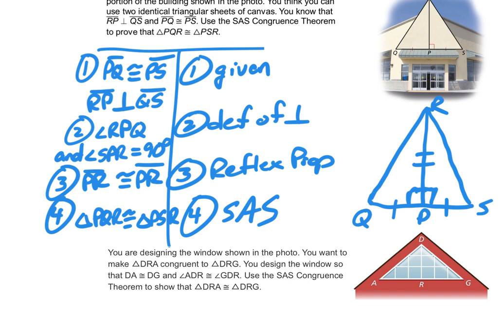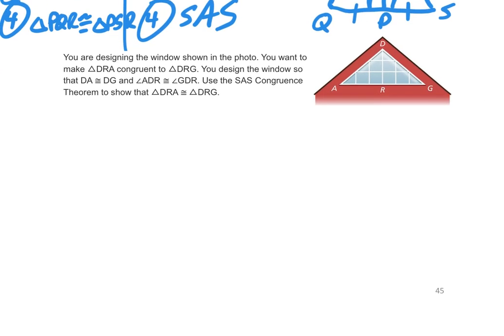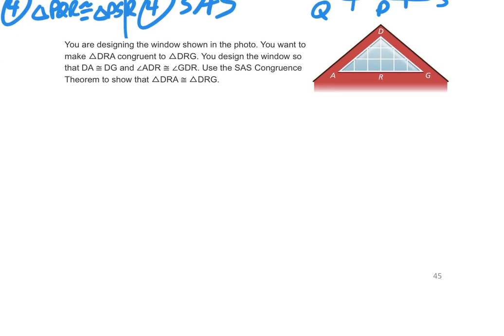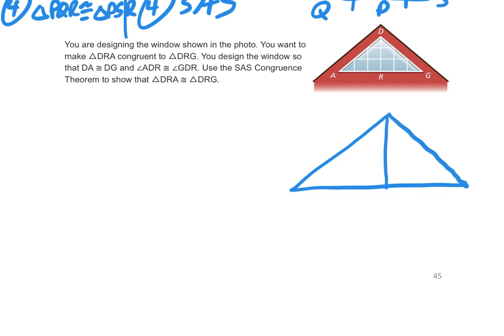All right, this last one here, we've got this window here. We want to make DRA congruent to DRG, the two triangles. So I'm going to redraw that. And we want DRA to be congruent to DRG.